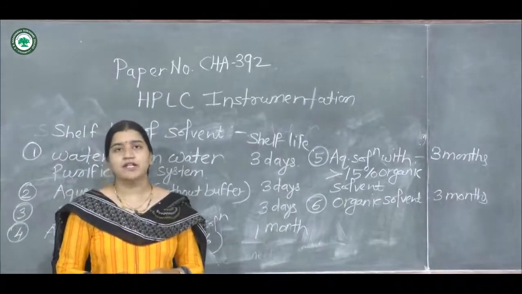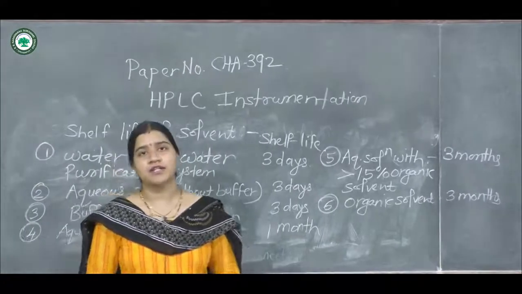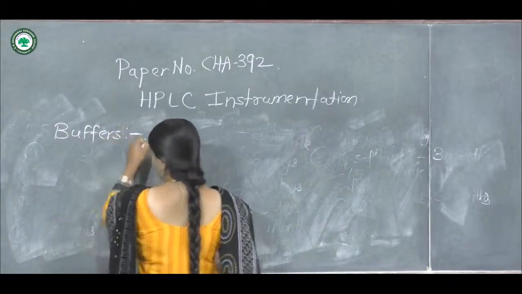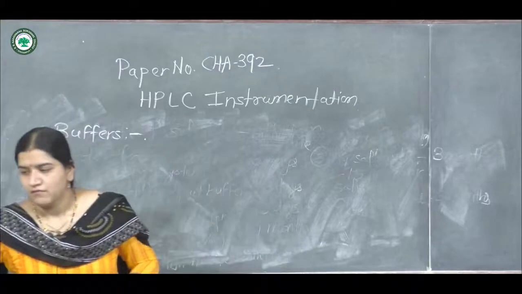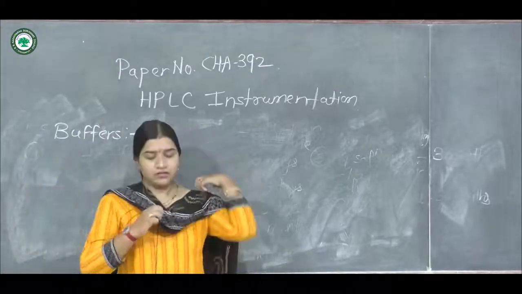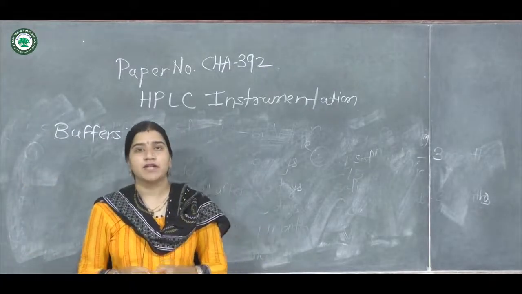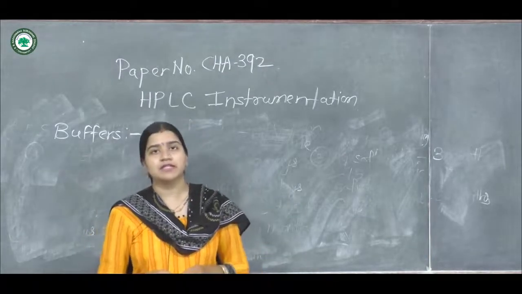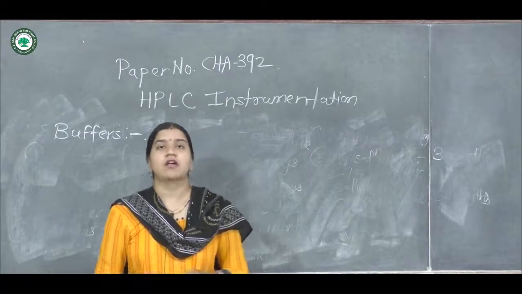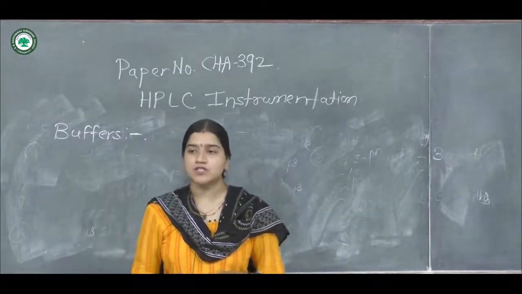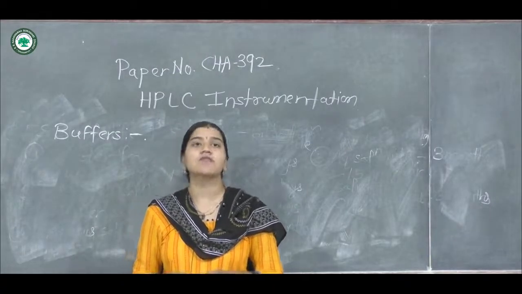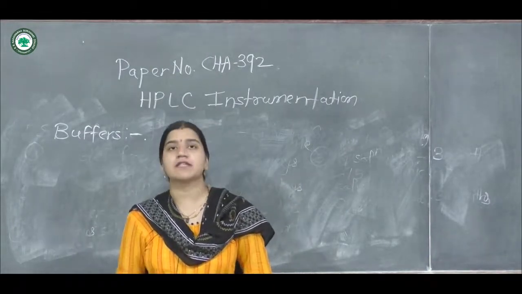Now the last point that we will discuss today is related to the buffers. Now coming to the buffers, a buffer is a substance which is used to maintain the constant pH of a solution, or a buffer is a substance which resists the change in pH of a solution even with the addition of a strong acid or a strong base to it.